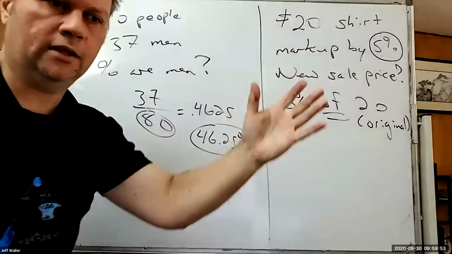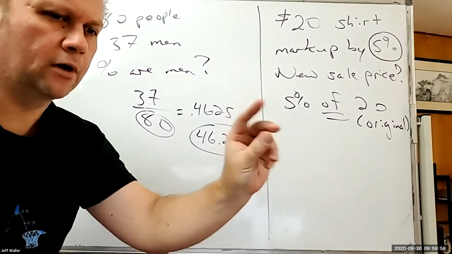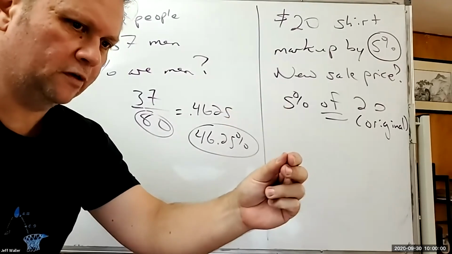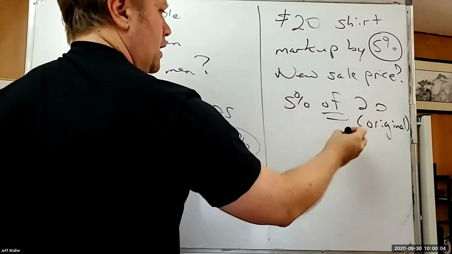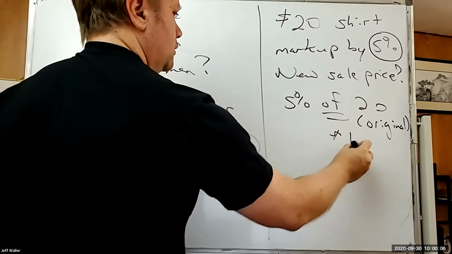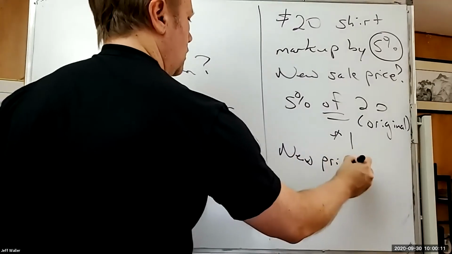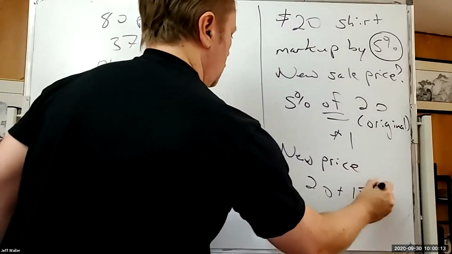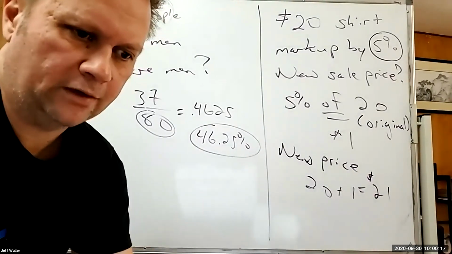Let me stop for a minute. This is nothing new. We've talked about this kind of problem before, but now we're going to do it in reverse in a minute. So 5% of 20 comes out to be $1. So the new sale price will be 20 plus 1, 21. So I'm making a whole dollar profit. Good job, Jeff. I know business.